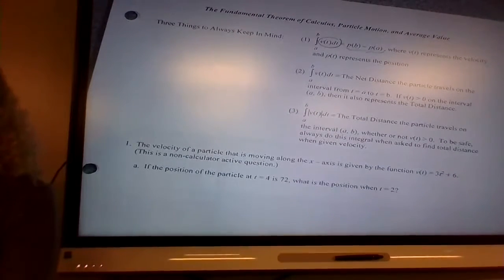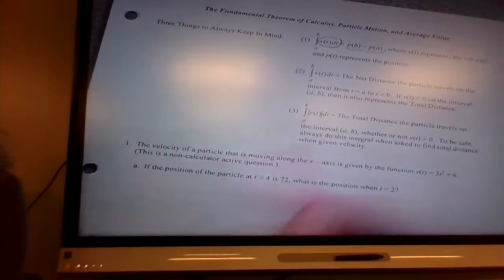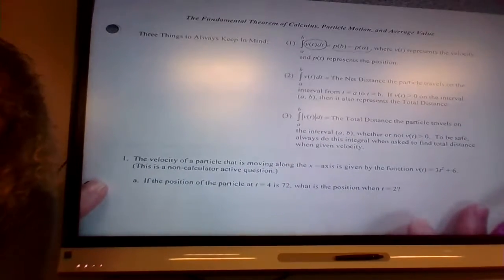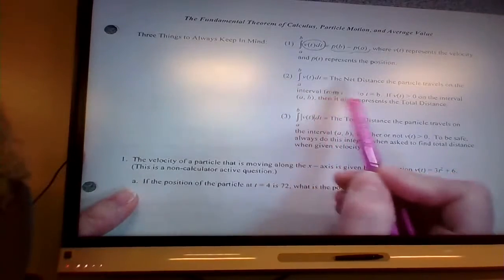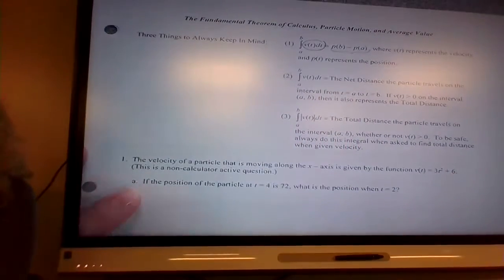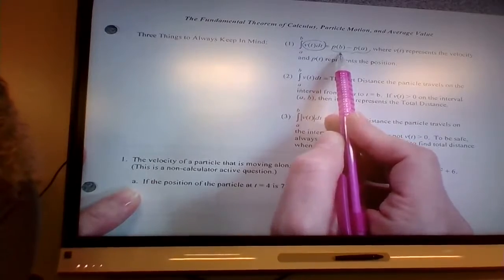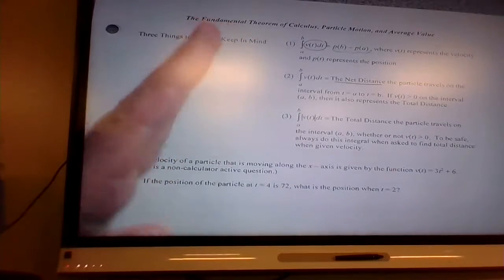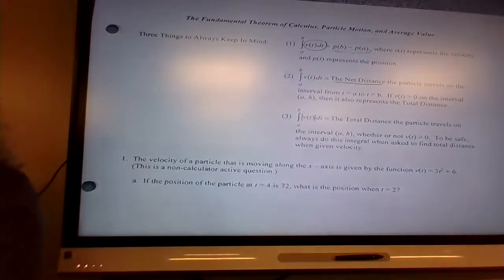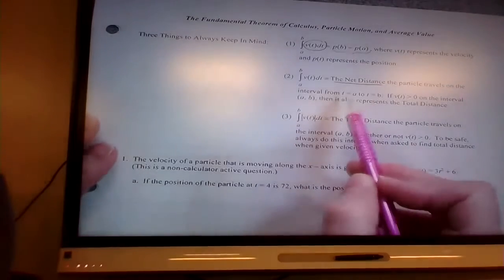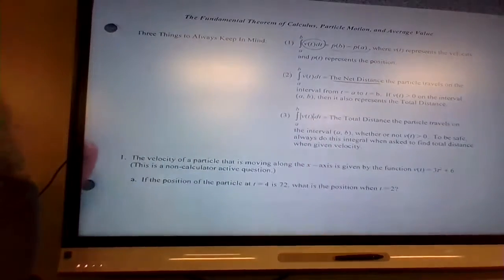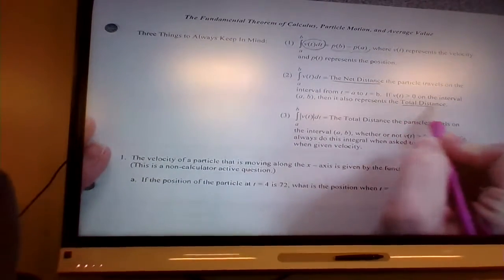The second thing to keep in mind, from a to b, the velocity, v(t) dt, is the net distance the particle travels. If you're going back up to position, then you just talked about the net distance. If my position was here and now it's here, then that's a net distance that I just traveled. So from t equals a to t equals b, if v(t) is greater than 0 on the interval from a to b, then it also represents the total distance.